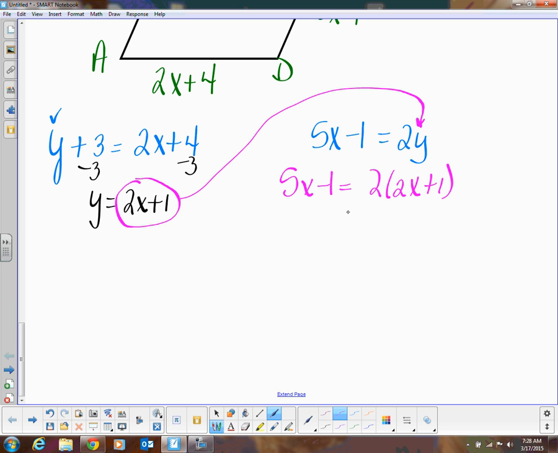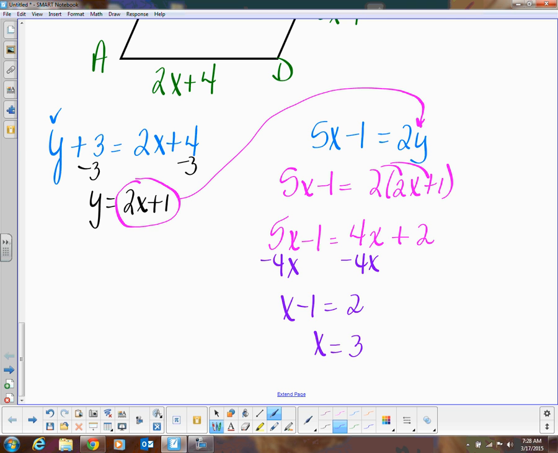All right, Kayla E. What do we do next? Okay. Plus. All right. So from here, tell me, what do we do? So we're going to subtract the 4x from the 5x. So we have x minus 1 equals 2. Bree, what do we do next? So x is equal to 3. So we found half our answer. MJ, how do I find y?